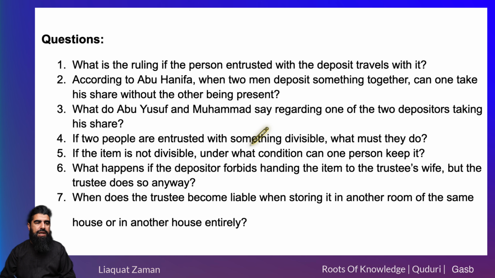Let me know in the comments. If the item is not divisible, like a laptop, under what condition can one person keep it? What happens if the depositor forbids handing the item to the trustee's wife, but the trustee does so anyway? What happens? Is he liable? When does the trustee become liable when storing it in another room of the same house or in another house entirely? Let me know in the comments below.